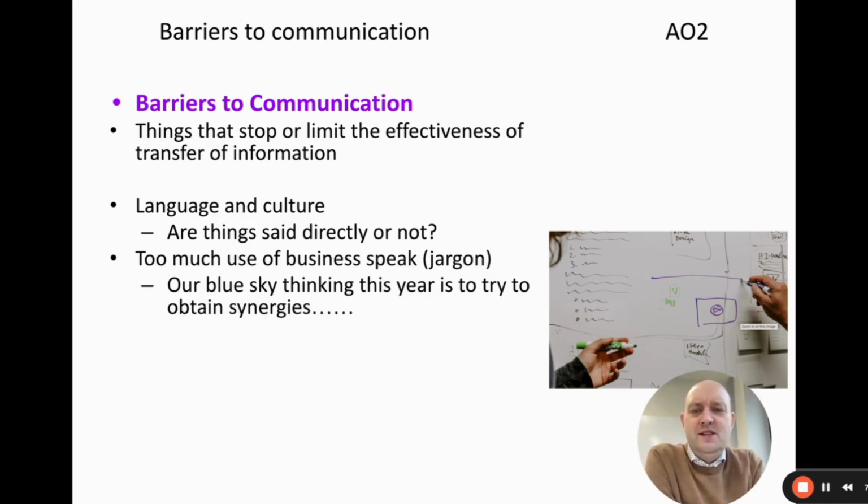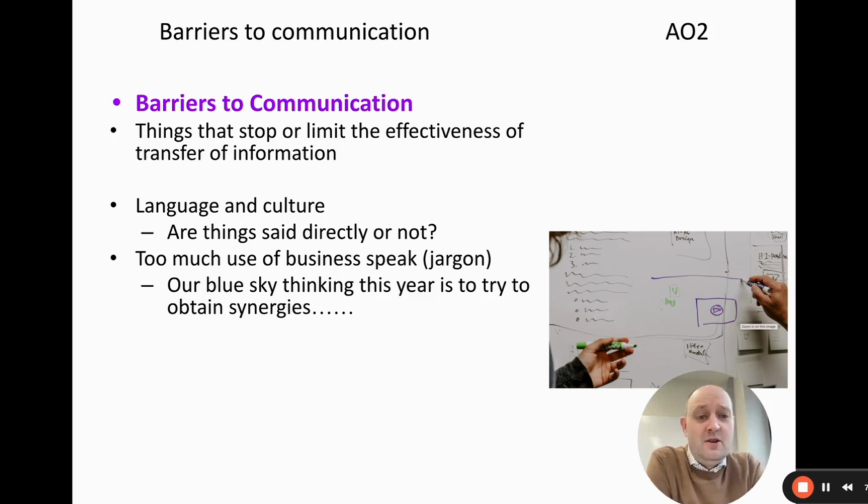Too much use of business speak or jargon. This is my personal favorite. I used to work in finance, and you hear so much jargon. And I quite enjoy hearing it, but I hate it. I hate jargon. I'm all about clear talking. One example here is: our blue sky thinking this year is to try to obtain synergies. And when you actually break it down, it does actually mean something. But often people don't know what those mean.